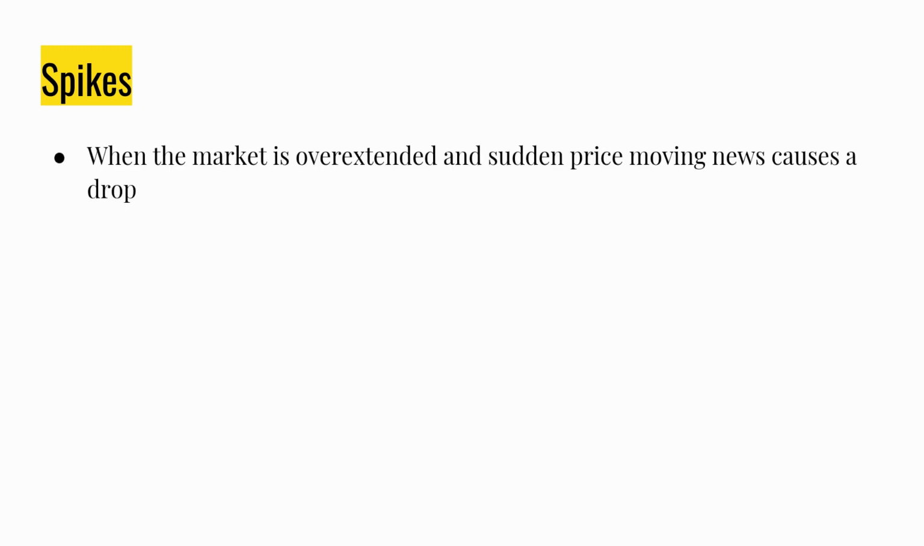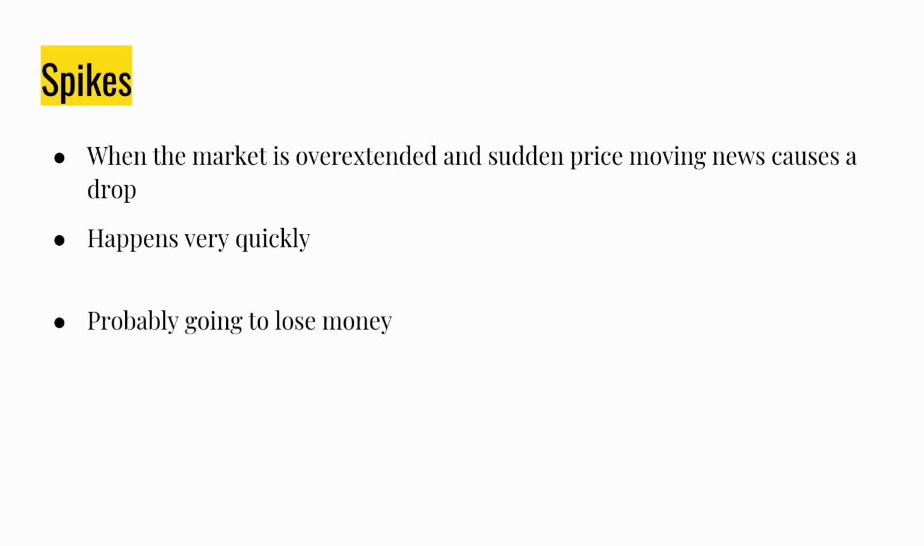The second reversal pattern that is very hard to trade are called spikes. Spikes occur when the market is overextended and a sudden price-moving news causes a sudden drop. This happens very quickly and there's no real way to predict this. If this happens, you're probably losing money.